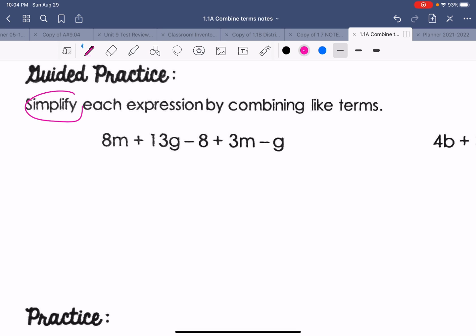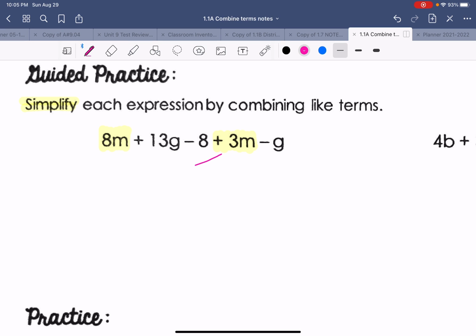So notice how it says simplify. When it says simplify, that means you're not going to get just one simple answer, like one number. You're just going to leave it in the simplest terms. So as I'm looking through here, I'm going to highlight all the terms that are the same. So right now, my first term is 8m. So I'm going to look at every different term. This is 13g, this -8, this positive 3m, and this -g, and see which one also looks like 8m or is on the same team as 8m. All right, this 3m is on the same team.